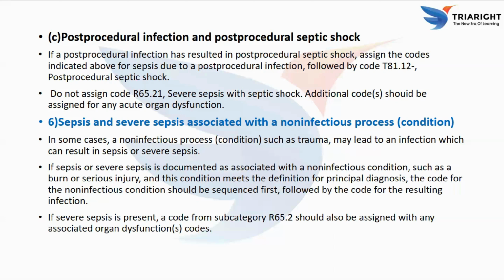So septic shock in post-procedural cases uses T81.12 but not R65.21. Always look for documentation that links the conditions, such as due to, secondary to, caused by, and sequence based upon the underlying cause of the sepsis. Non-infectious causes always come before infection and sepsis, and severe sepsis must always include organ dysfunction coding.